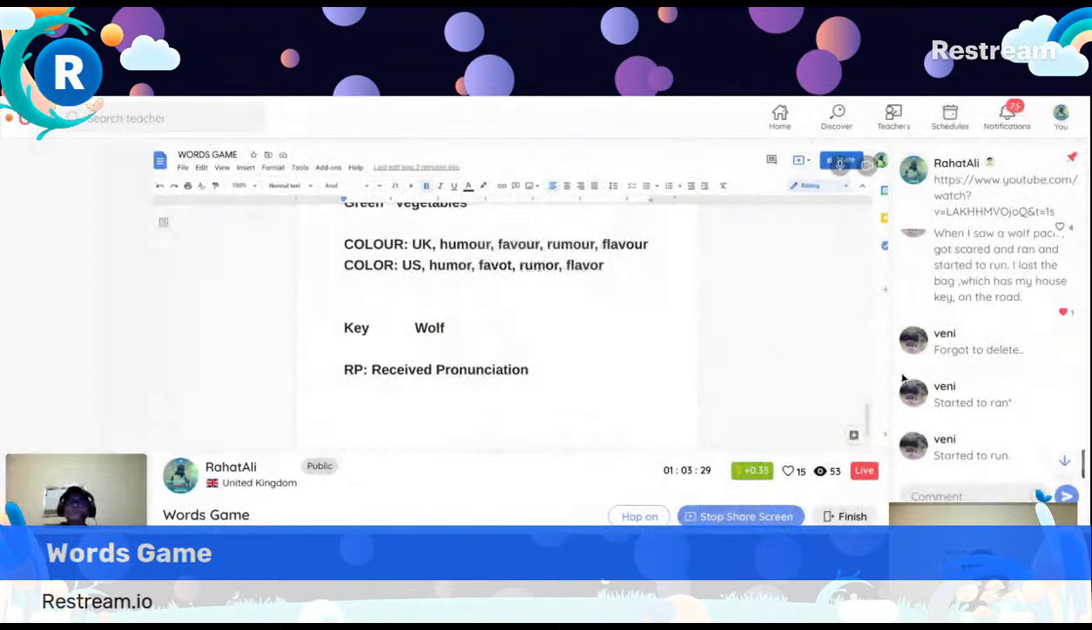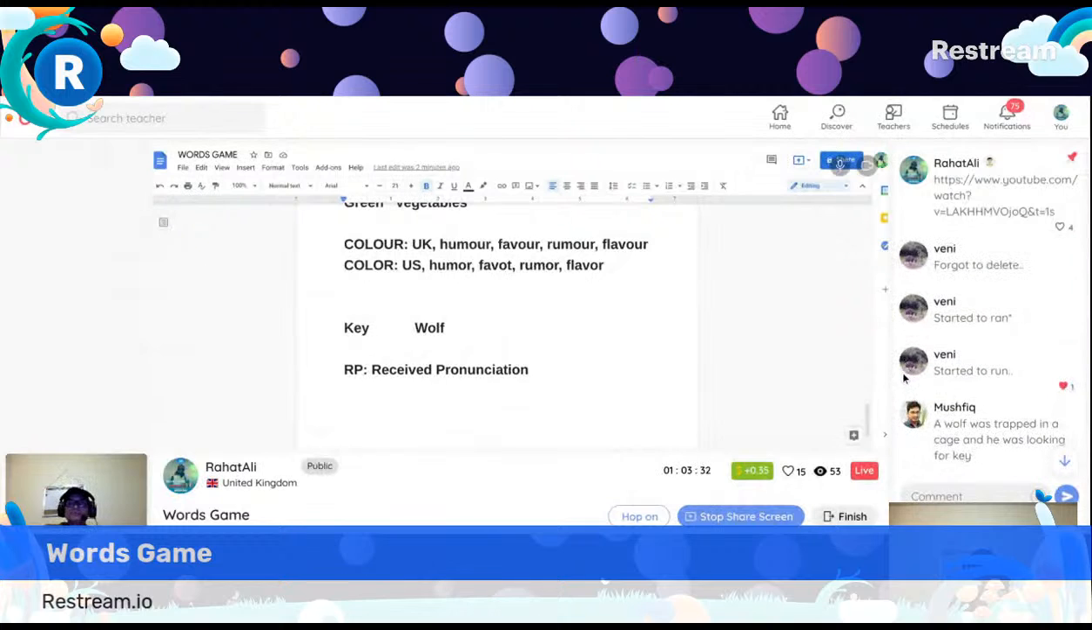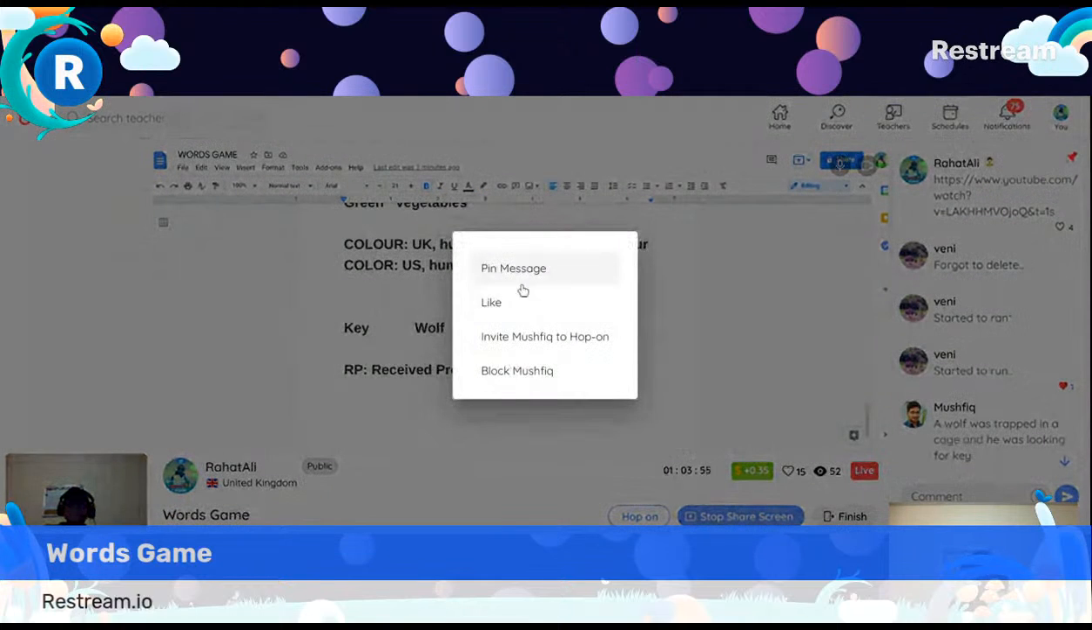Okay, so key and wolf. A wolf was trapped in a cage and he was looking for a key. Really? Is a wolf that much of intelligence? He was looking for a key. I'm joking. Make a sensible, meaningful sentence, Mushfiq.